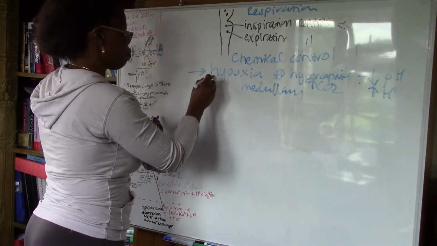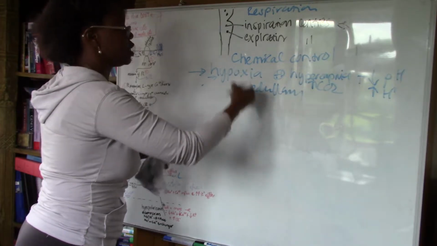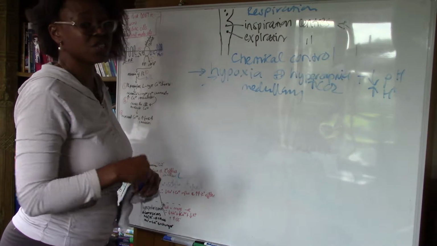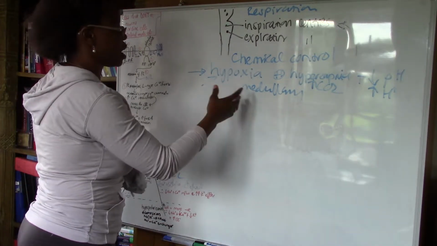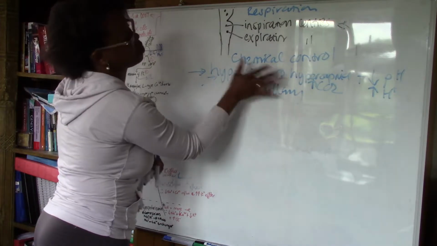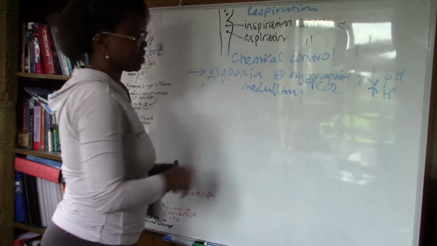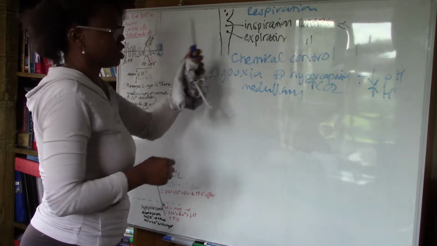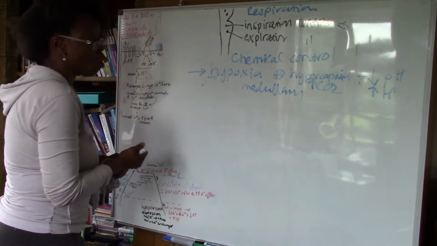So if one has low oxygen, the medulla is stimulated to activate inspiration and expiration, increasing the breathing rate so that the state of hypoxia is corrected. If the pH is low, the same thing happens, but obviously in terms of being opposite.